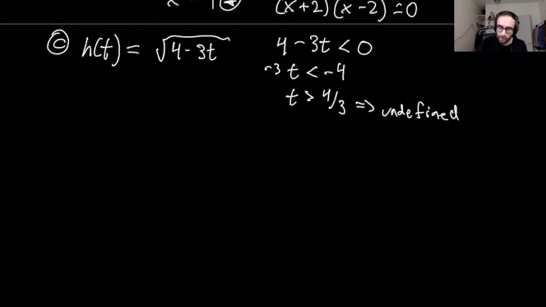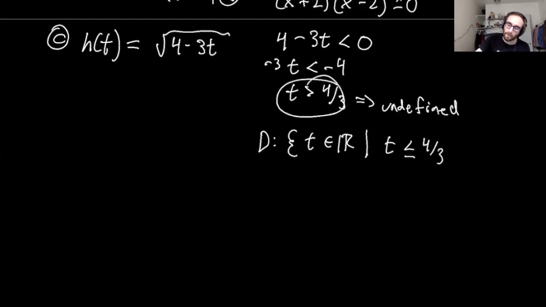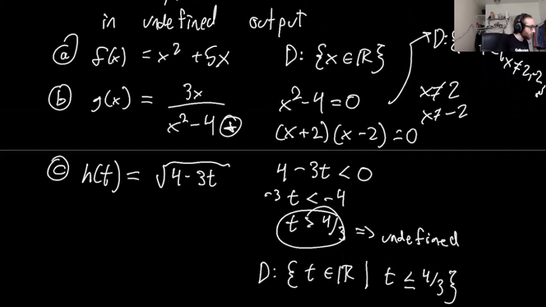So for this domain, we're looking at all values of t belonging to the real number set, such that, so the vertical line is kind of like such that, or restricting the domain, such that t has to be less than or equal to 4/3, so the opposite of what we found here, so that we end up with only defined values.